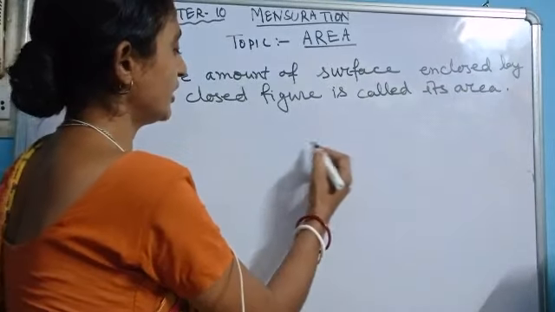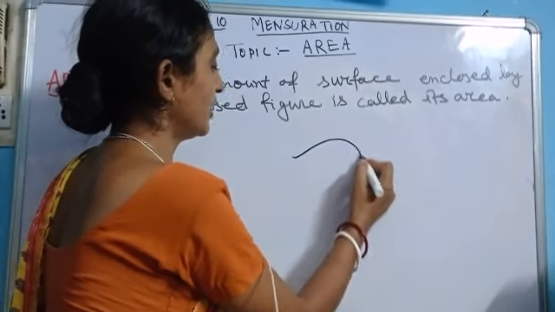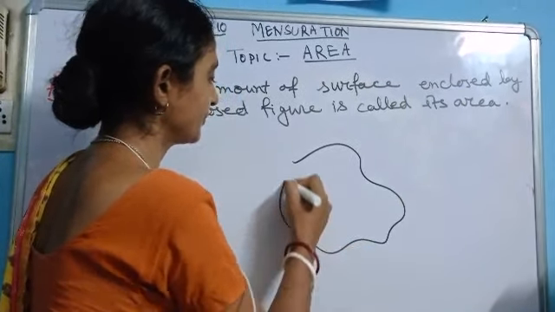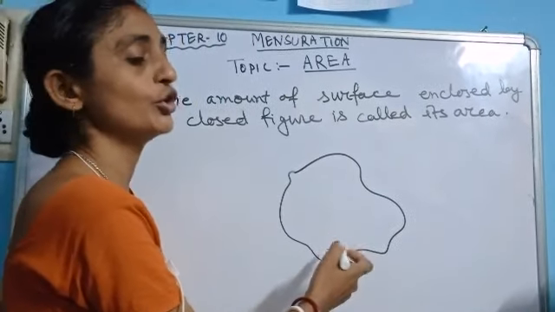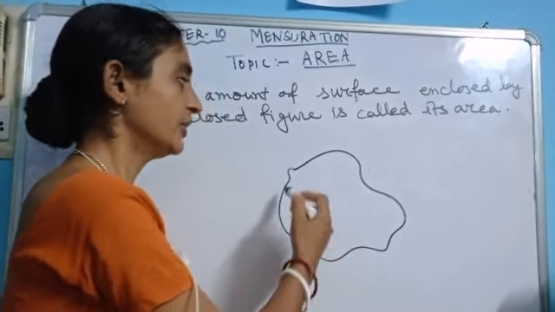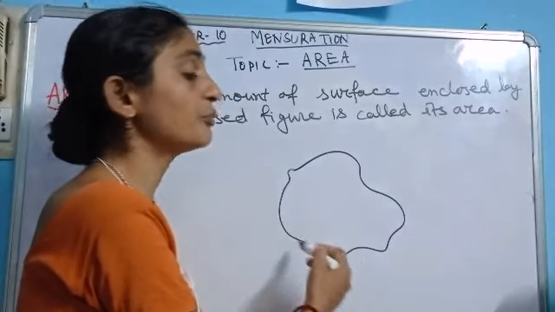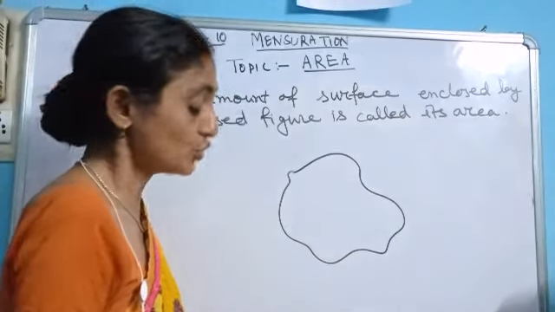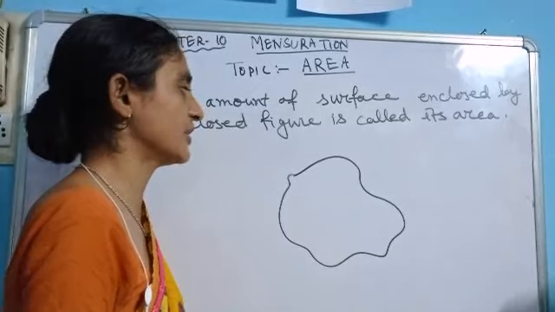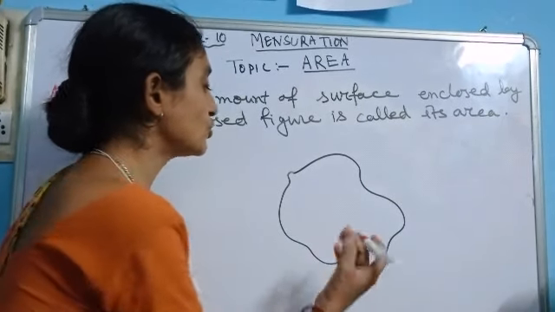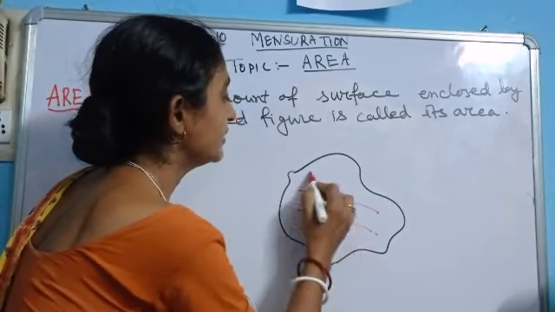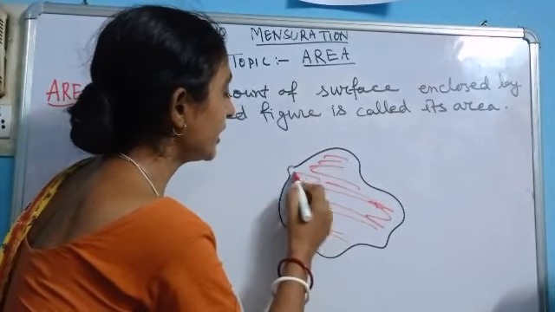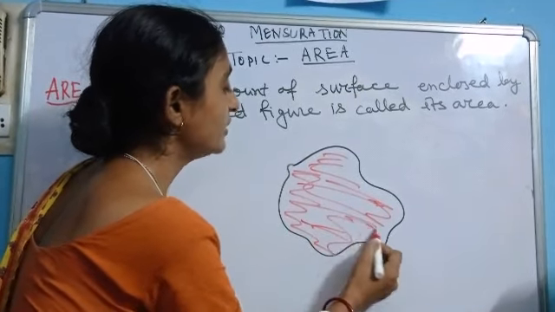Let's take an example. Here I am taking one uneven shape like that. The line I have drawn, the length of this line, is the boundary and it is the perimeter of this particular shape. So what is the area? In this case, this enclosed area is the area of this particular shape.